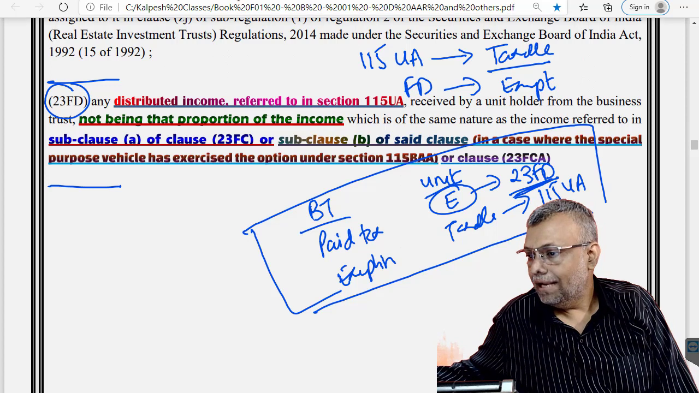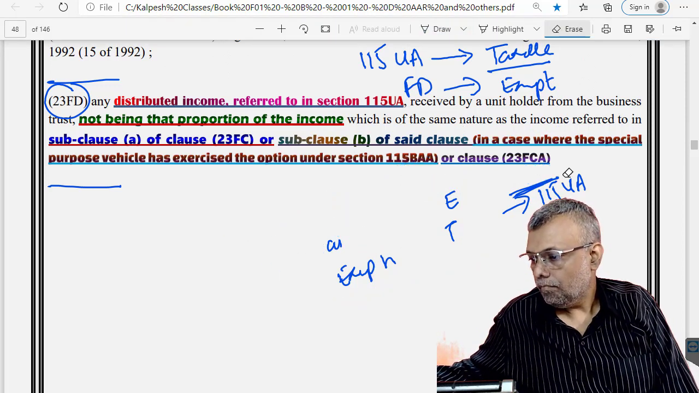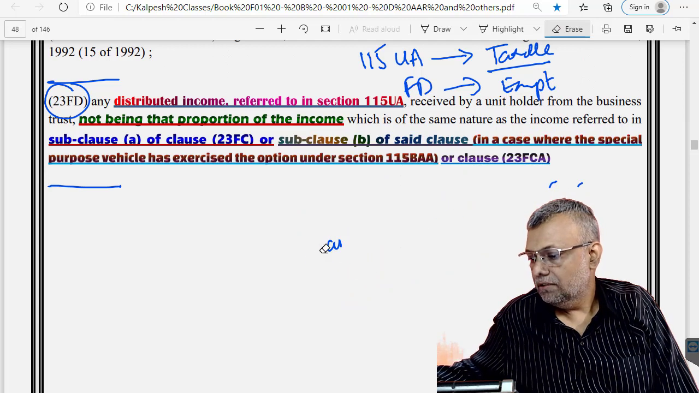But the language here is the fun. The language here is a fun.